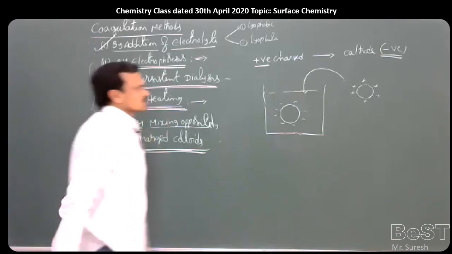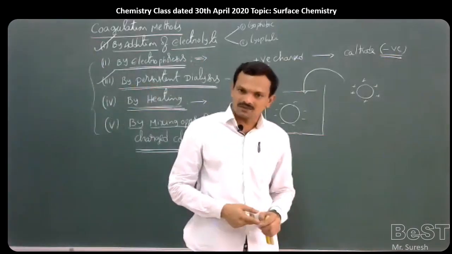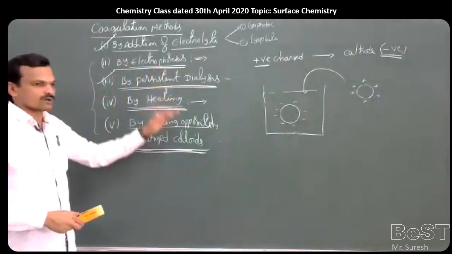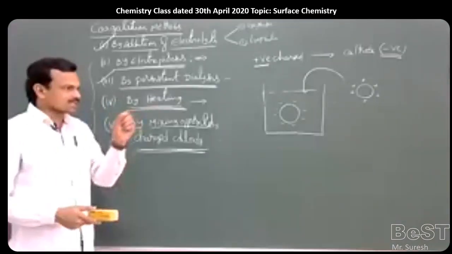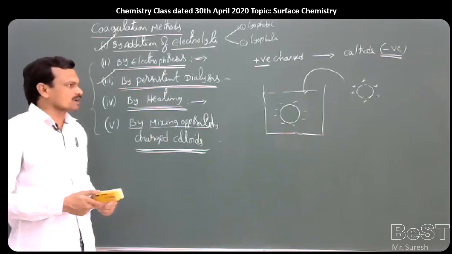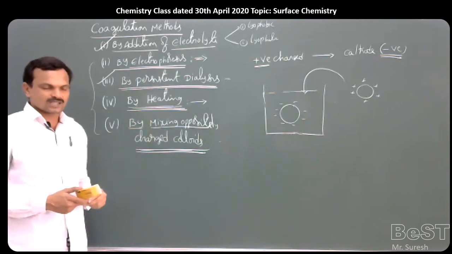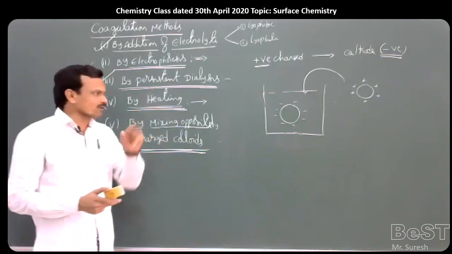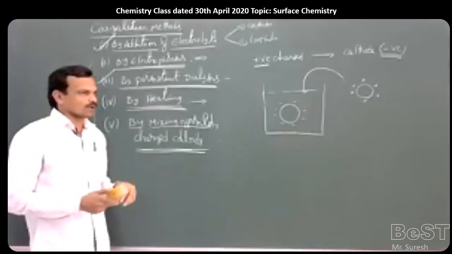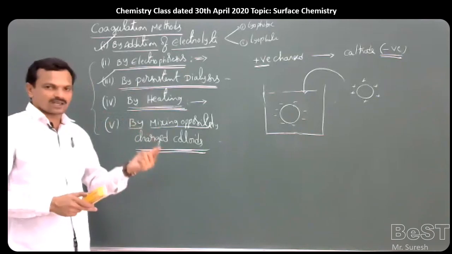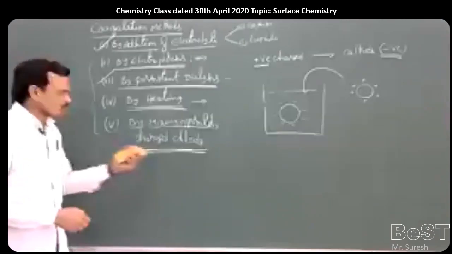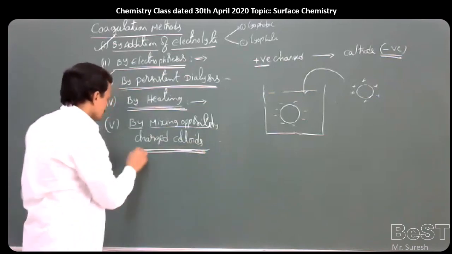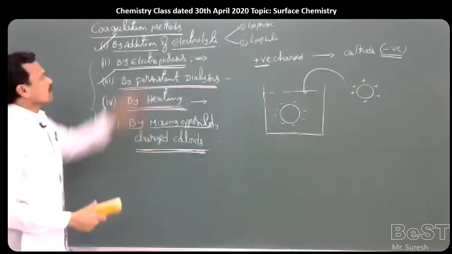There are some other methods also: freezing and centrifugation. By using centrifugation and freezing also we can coagulate the colloidal particles. And the freezing and centrifugation processes we generally use for emulsions. What is an emulsion? A liquid dispersed in another liquid. If a liquid colloidal solution is there, it can be coagulated either by using the centrifugation process or by freezing also. Okay. Right. So let me go over it once again.